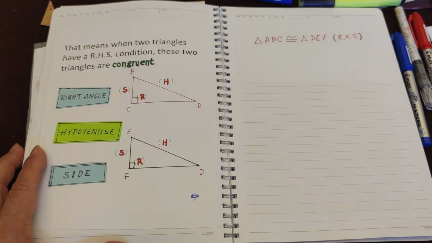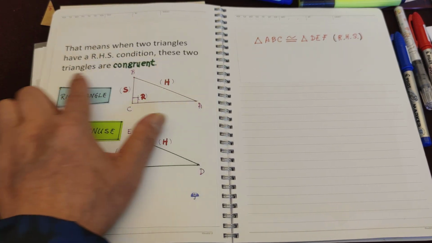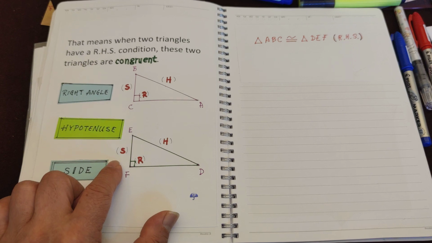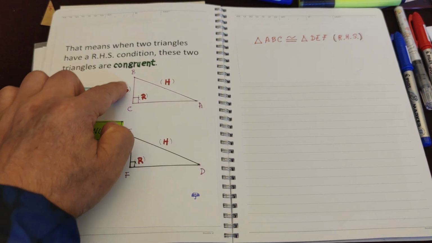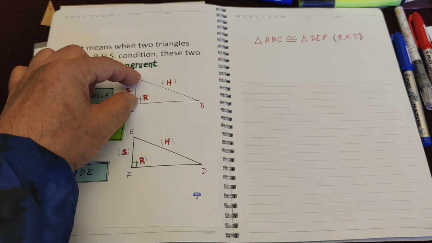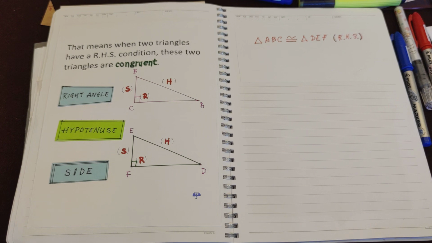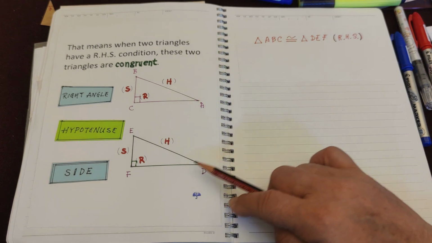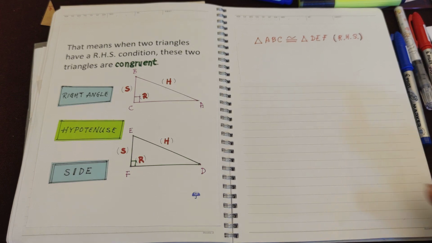That means when two triangles have an RHS condition, these two triangles are congruent. That means they have the same hypotenuse, also one equal side and one right angle. Therefore, in this case, triangle ABC is congruent to triangle DEF.